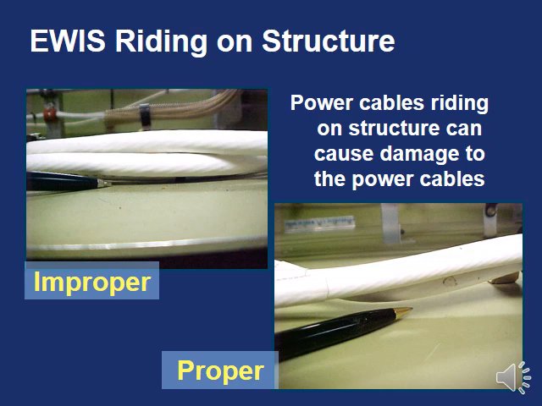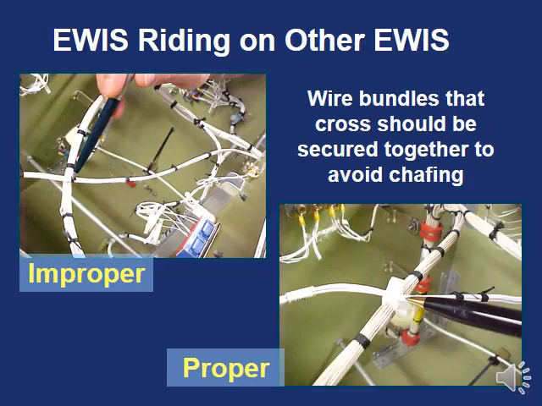Here are some pictures of EWIS riding on structures. That's improper. Make sure that they're lifted away from the structure here. When EWIS cross over each other, they need to be tightly secured with each other. In this situation, if there's any vibration, the wires are going to flap back and forth onto each other and cause chafing. When they're tied together, they'll move together as one unit and thus avoid any kind of chafing.